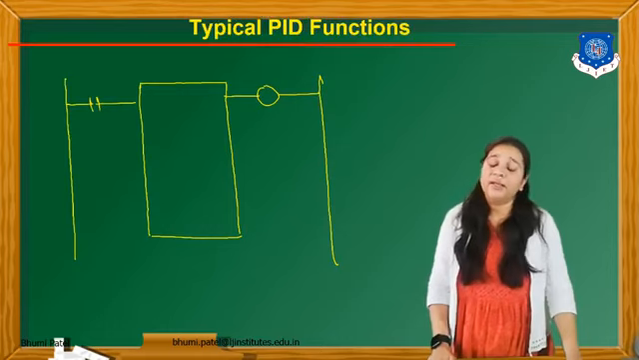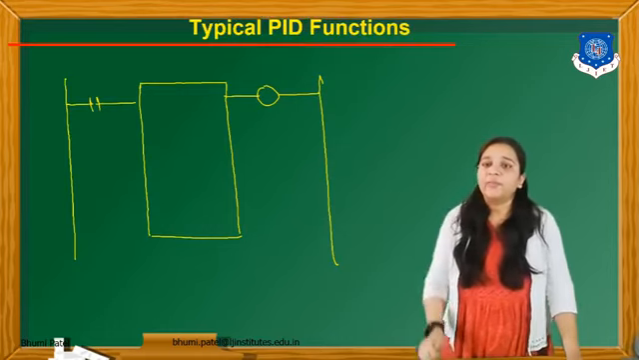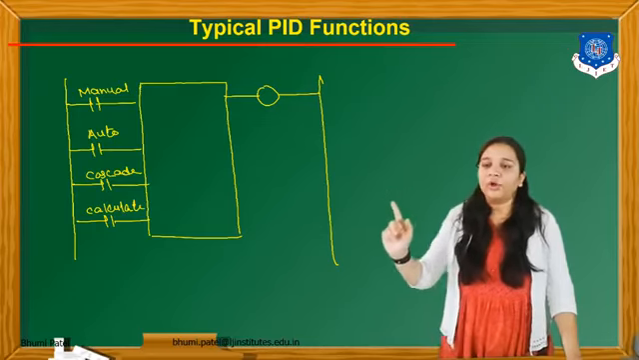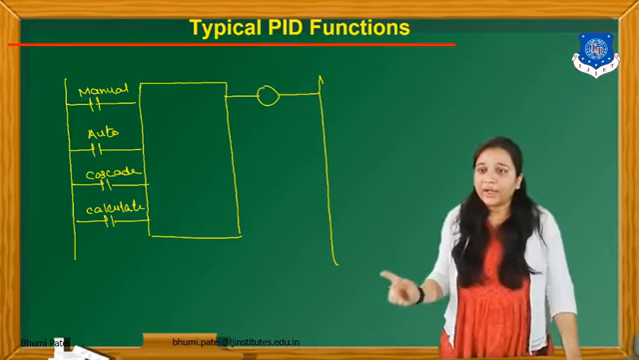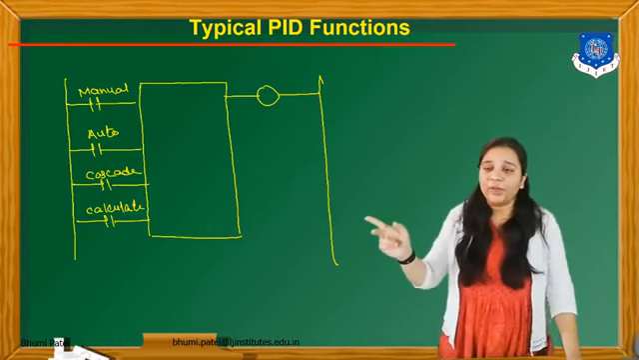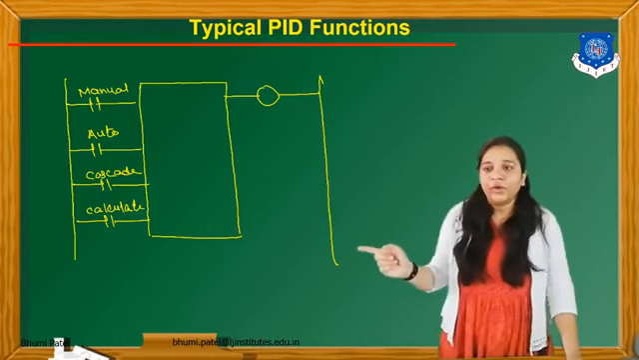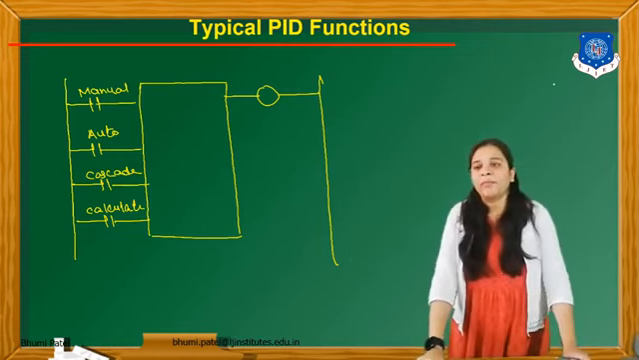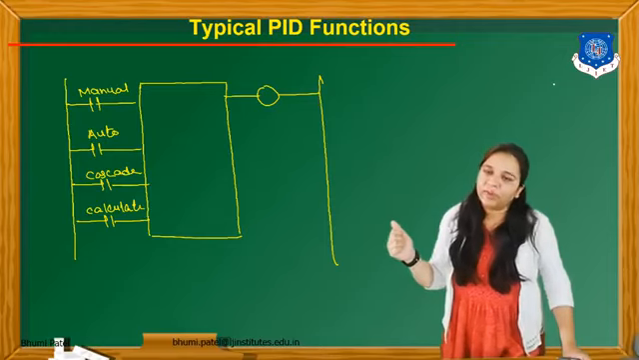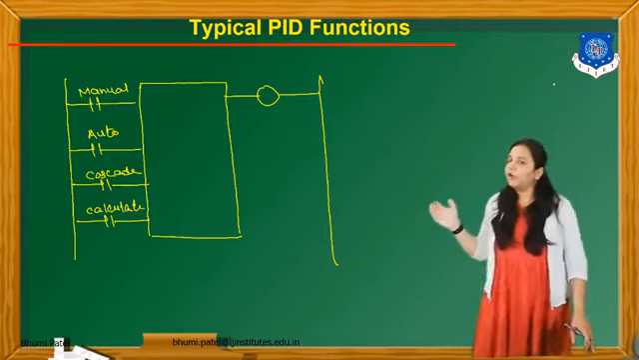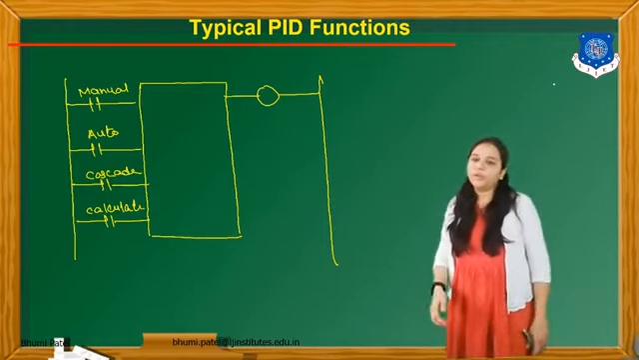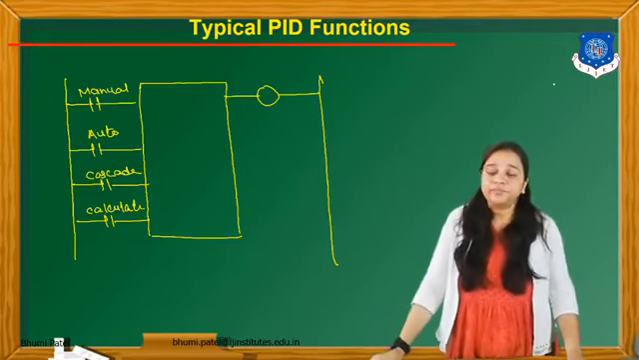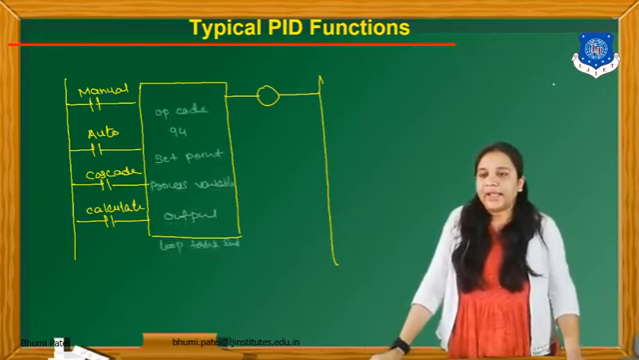Now this is the actual ladder diagram of the typical PID function. Three inputs are there: manual or cascade, and the calculate. Here we can distribute the two inputs, manual or auto. Anytime only one may run. If the system is in manual mode, the auto input will be off, and if my system is in automatic mode, the manual input will be off. Then if the system is connected in cascade form, at that time we have to turn on the cascade input.